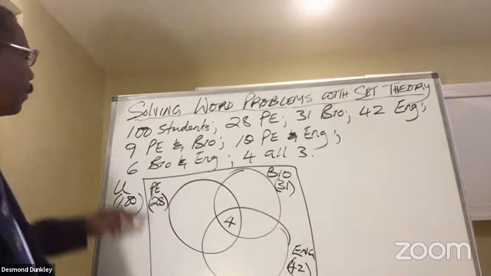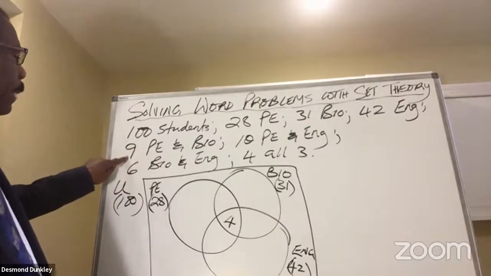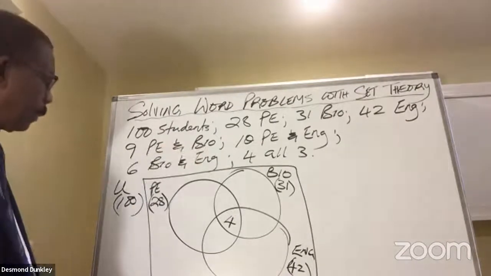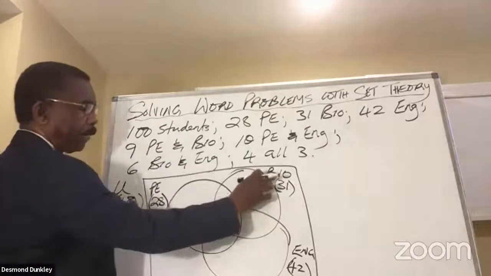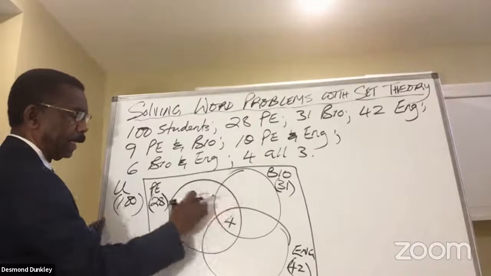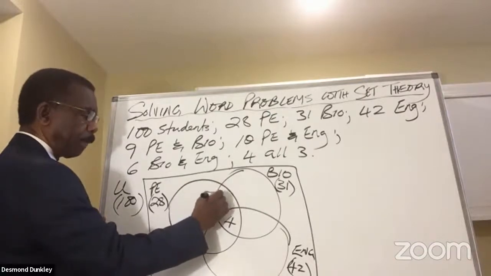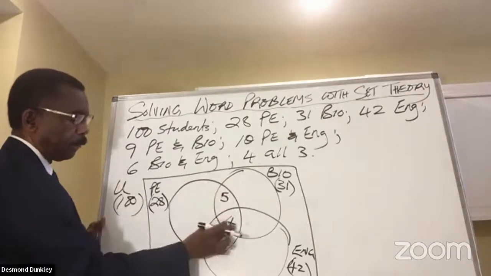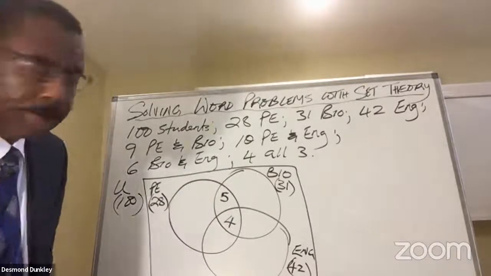So now you're told that 9 took PE and bio. So PE and bio will be this area. So if this is 9 for PE and bio, then there would have to be 5 here, because 4 plus 5 gives you 9.